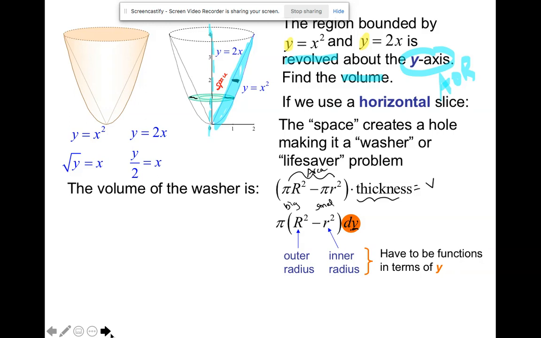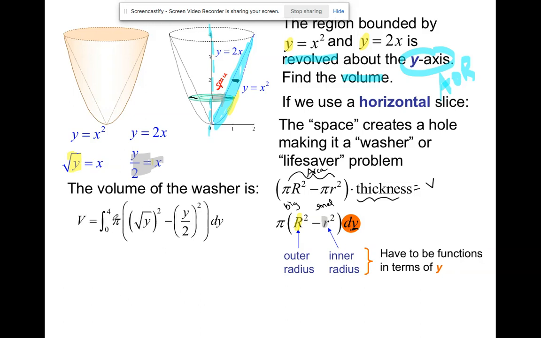Set it up. Who is my big radius? My big radius comes from the curve. Which one of these is the curve? My small radius, the radius of the hole, that's from the line. Whoops, I didn't mean to cover up the x.